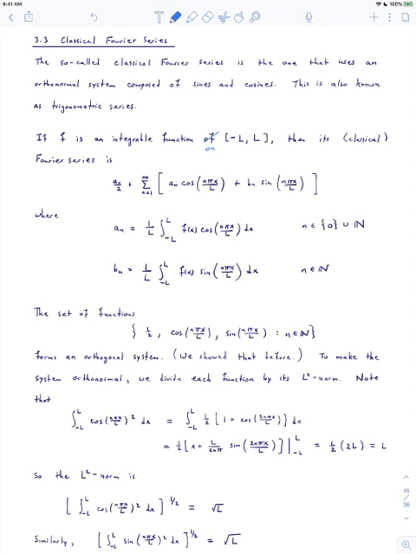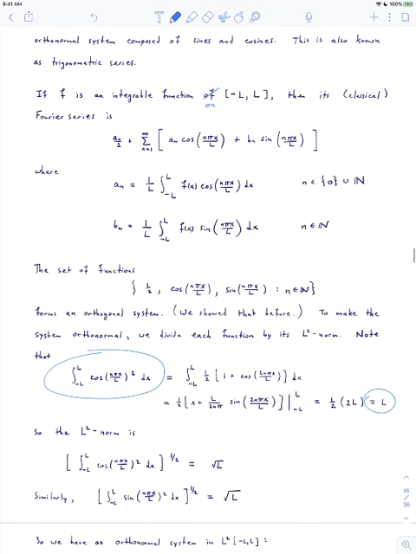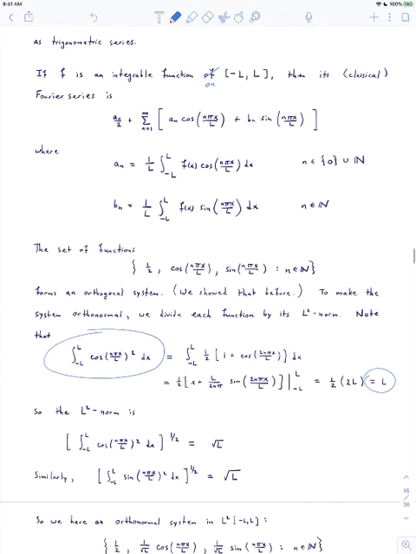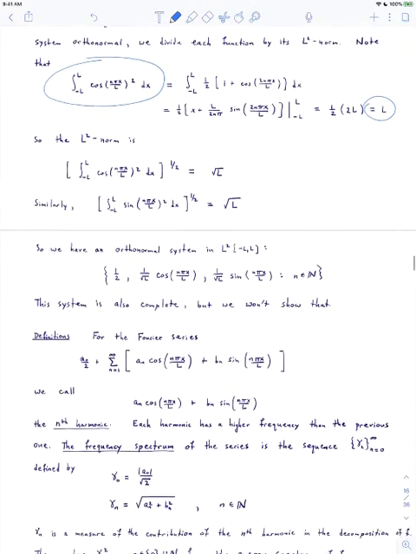And if you compute the L2 norm, well, if we just look at the integral of cosine squared, you end up with L. And similarly for sine, if you integrate sine of n pi x over L quantity squared from minus L to L, you'll still get L. So that means the L2 norm of both of these is the square root of L. So in order to have an orthonormal system, we just need to divide everything by the square root of L.